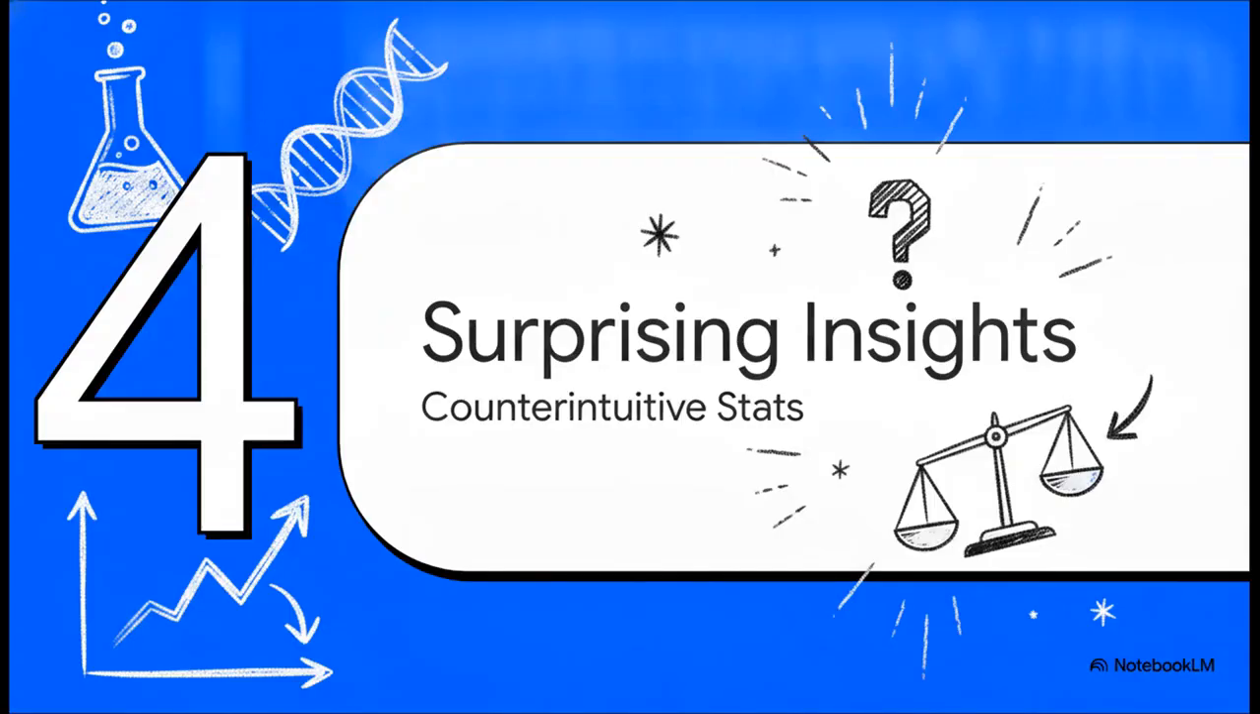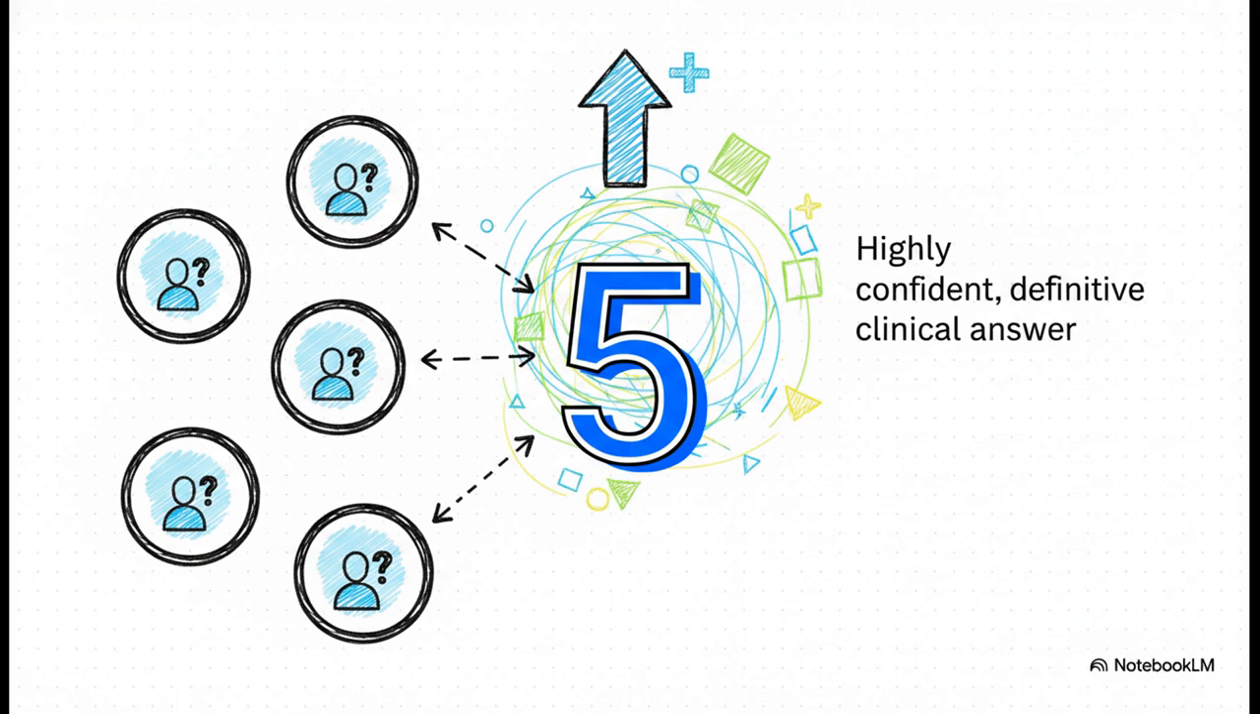All right, Section 4, Surprising Insights and Numbers. Here is a super counterintuitive insight for you. You might have just 5 individual trials that are completely underpowered on their own, meaning they just don't have enough participants to prove statistical significance. But thanks to the magic of meta-analysis, when you pool those 5 underpowered trials together, they can magically add up to a highly confident, definitive clinical answer.